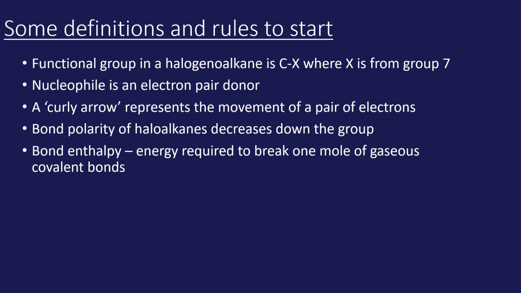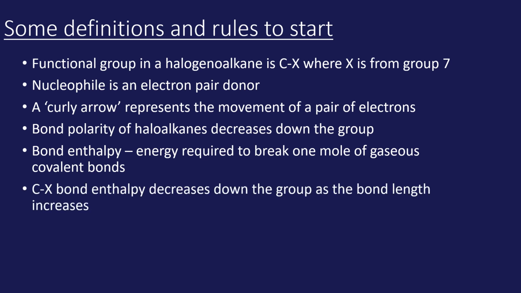The term bond enthalpy is the energy required to break 1 mole of gaseous covalent bond, and it's the mean average energy required. As you go down the group, the bond length increases and the enthalpy decreases. So a carbon iodine bond is weaker than a carbon fluorine bond. And this means that haloalkanes get more reactive down the group.